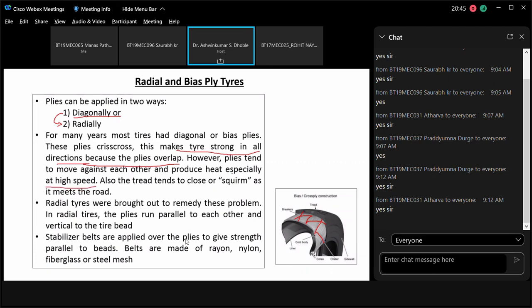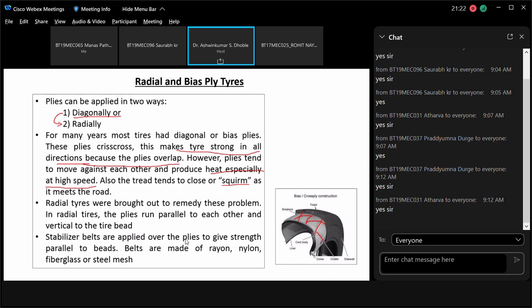That means if you drive the vehicle at high speed, and that too in the summer season, then there is a problem of generation of the heat. Also, the tread tends to close or squirm. This is the term which is used specifically in the tire industry. This means that the tread, the outer portion, tends to shrink or close as it meets the road. Because of the heat generation inside, you have the problem with the treads. Tread is the outer part of the tire which is in contact with the road.